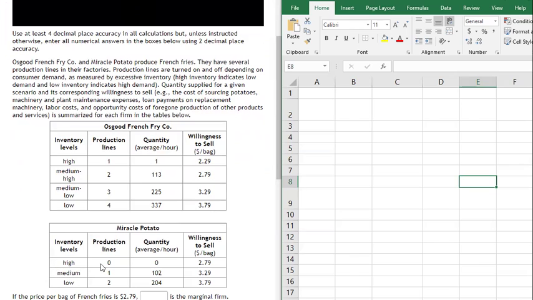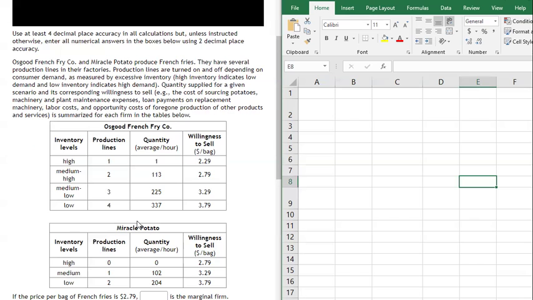When inventory levels are high, they shut down. When inventory is medium, they have 1 production line going. When inventory levels are low, they have 2 production lines going. For Osgood, high inventory levels, they have 1 production line going. Medium high inventory levels, they got 2 going. Medium low, they got 3 production lines going. And then low inventory levels, they got 4 going because demand is so high.